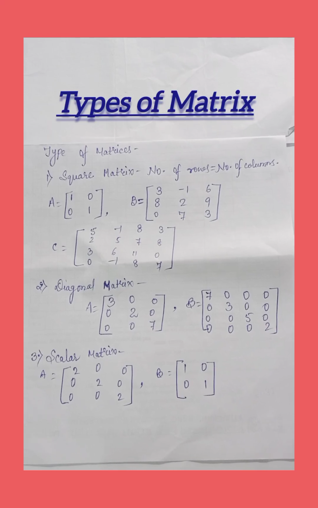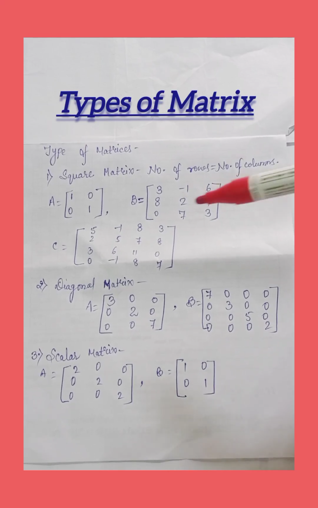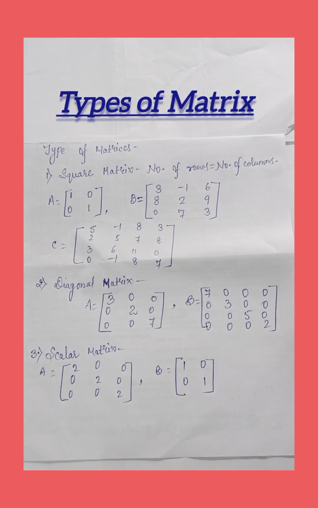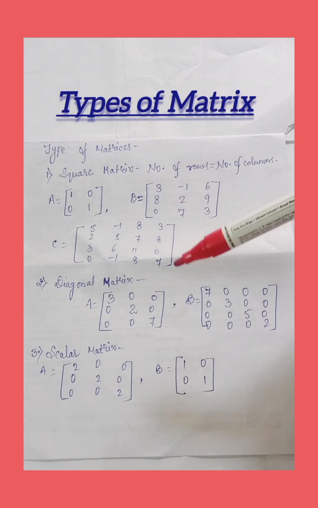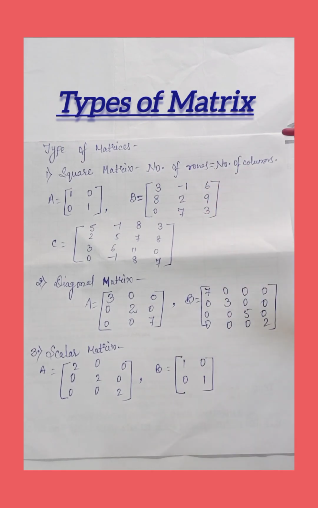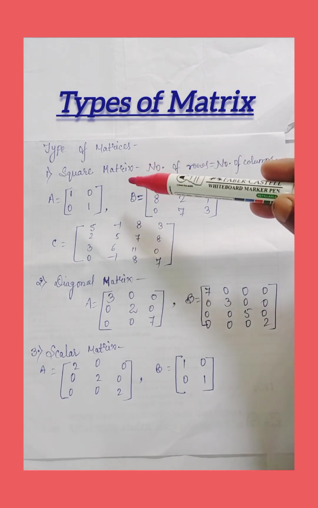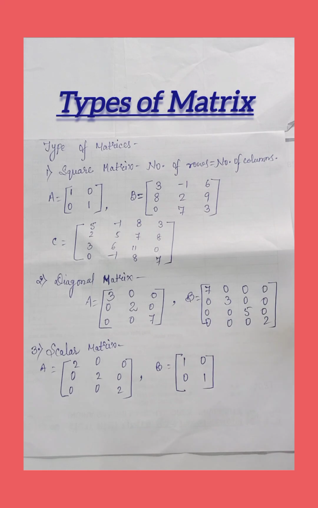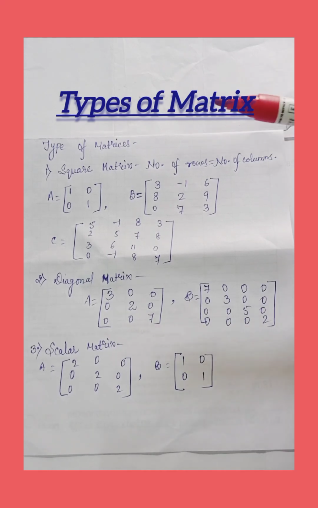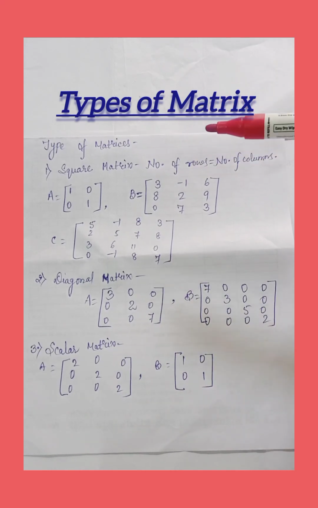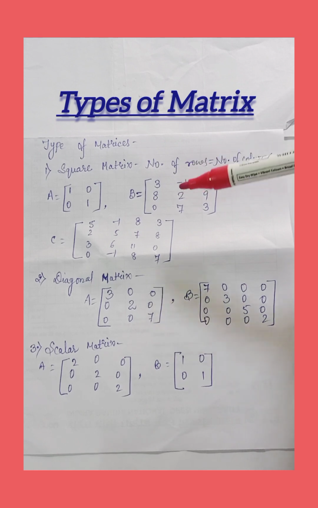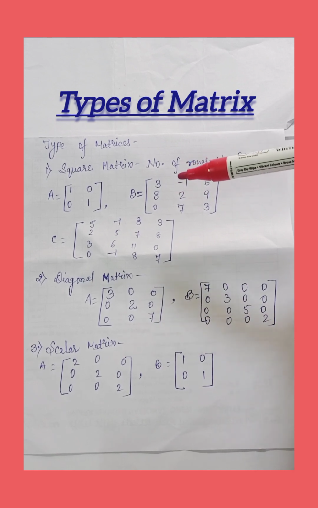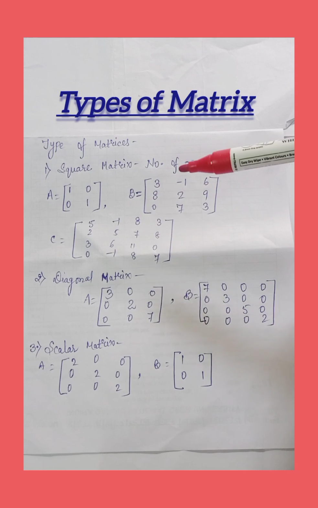A matrix is represented in a square bracket. First we will see what the types of matrices are. The first type of matrix is the square matrix. What is the concept of a square matrix? Square matrix means the number of rows and the number of columns must be the same. Then that type of matrix is known as a square matrix.